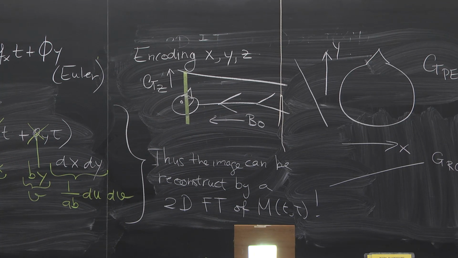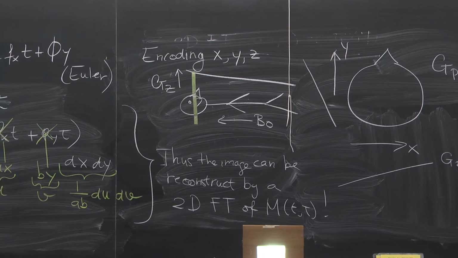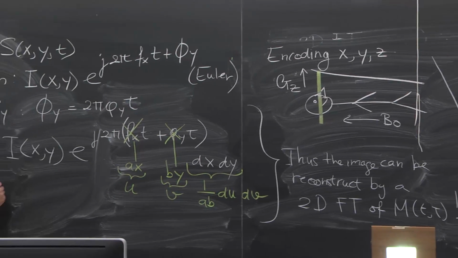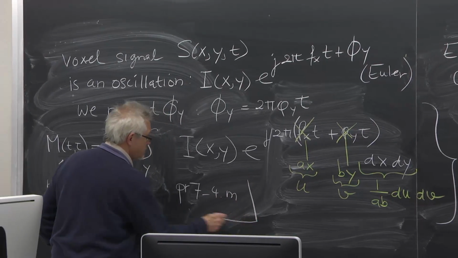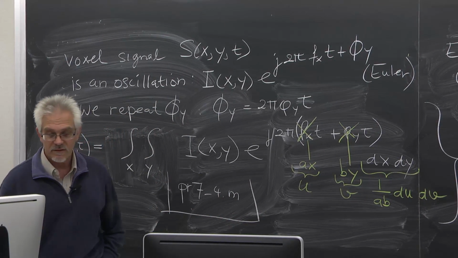So here you see the third example where we use the Fourier formalism, the 2D Fourier formalism, in imaging in a very effective way. I implemented an example of such a reconstruction in a MATLAB routine. That's program 7_4. So let's run that and let's see what that gives us.